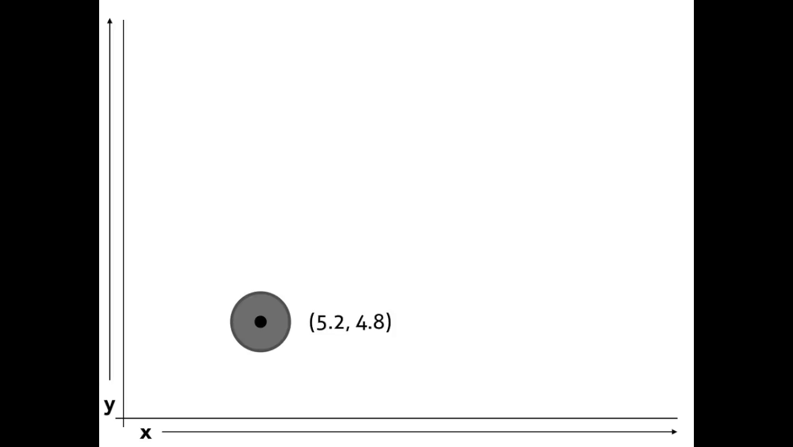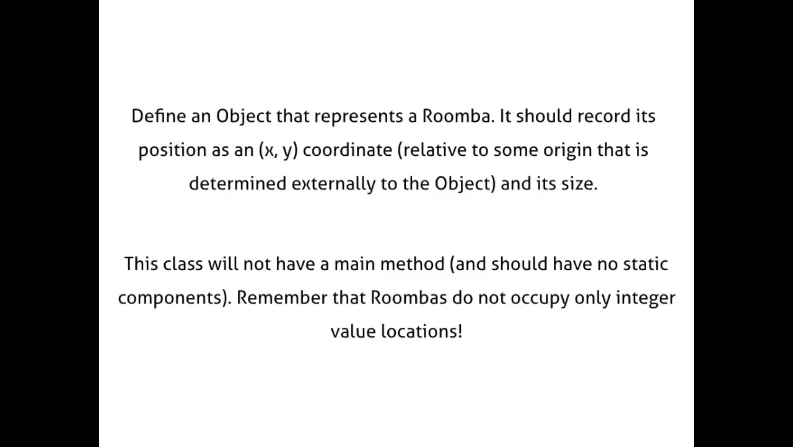Okay, so in this example, these aren't necessarily real coordinates. I've just typed these in quickly. The position of the Roomba on the x-axis is 5.2, and the position of the Roomba on the y-axis is 4.8. Okay, so this fulfills our second requirement that says Roombas don't necessarily occupy integer value locations. Okay, so at the end here it says Roombas do not necessarily occupy only integer value locations. So we're accounting for that.